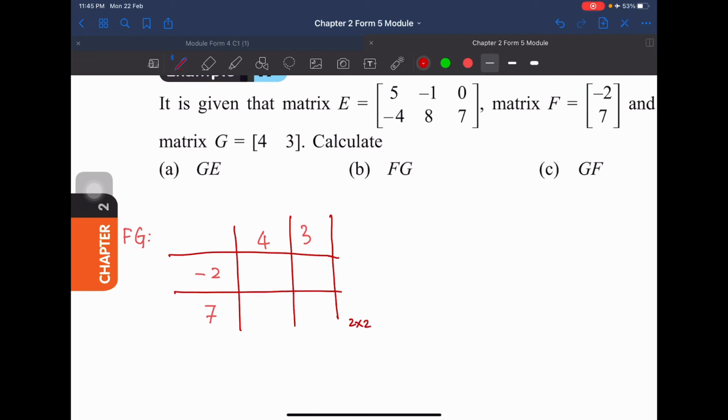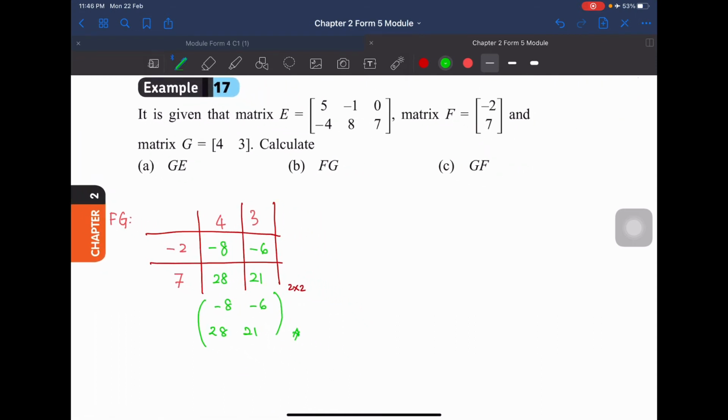So negative 2 times 4 is negative 8. 7 times 4 is 28. Negative 2 times 3 is negative 6. 7 times 3 is 21. So your final answer will be negative 8, negative 6, 28 and 21. That's it. Simple, right? It's very easy.